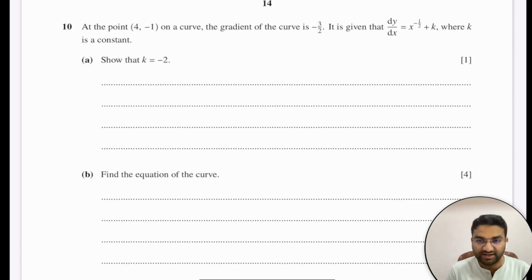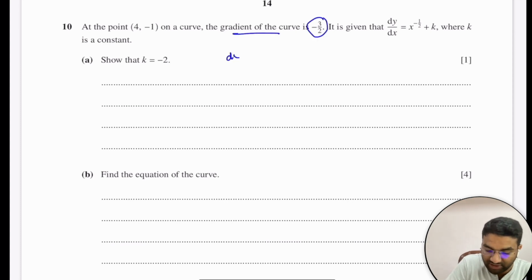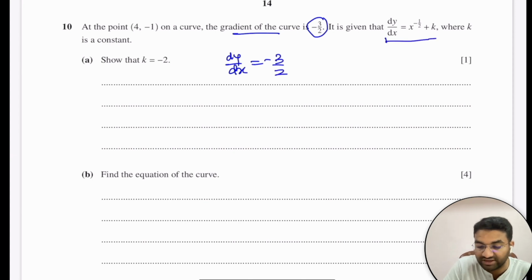Question number 10 says that at the point (4, -1) on the curve, the gradient of the curve is -3/2. So dy/dx is equal to -3/2 is given. It is given that dy/dx is equal to x^(-1/2) + k, where k is a constant. We have to first show that k is equal to -2.